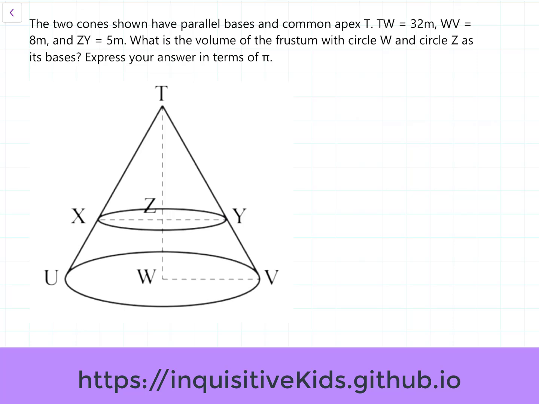And now let's label what we know. They have a common apex T, so that's the tip. TW is 32. So the height of the large cone is 32 meters. WV is 8 meters, so the radius of the big cone is 8 meters. And ZY, which is the small radius, is 5 meters.